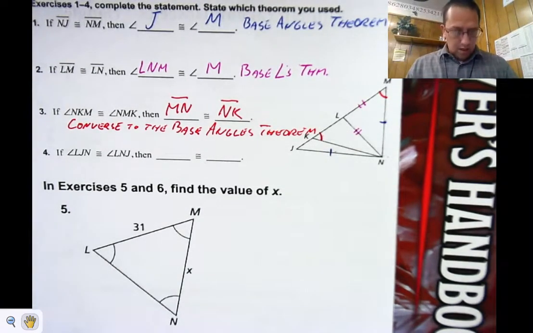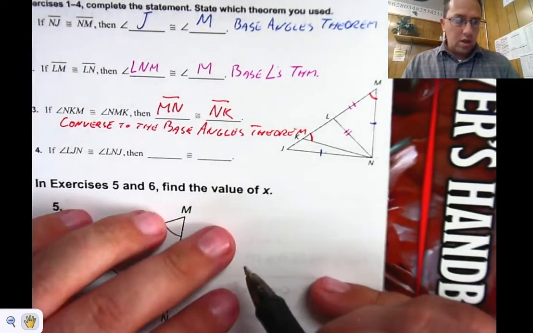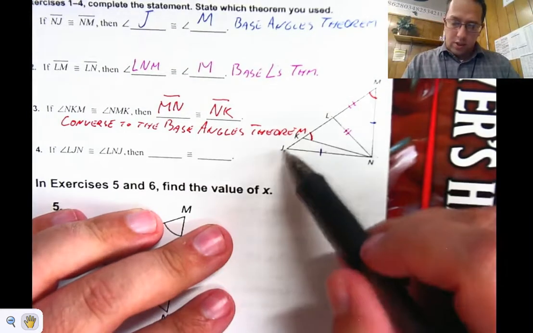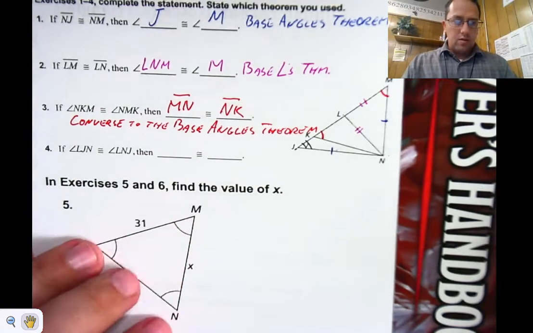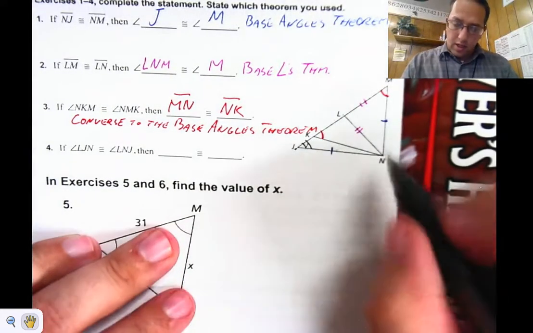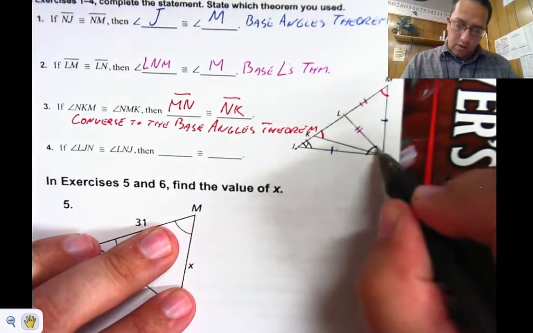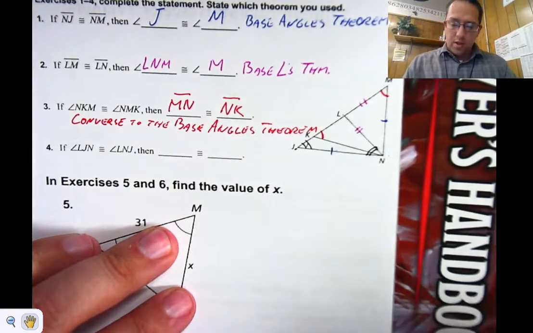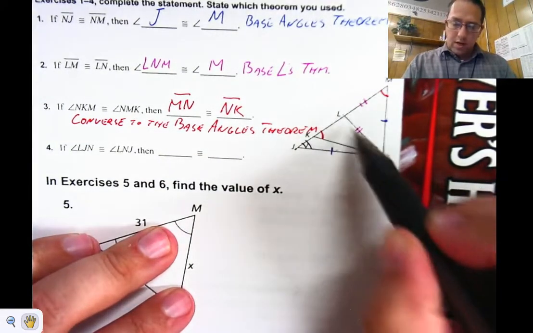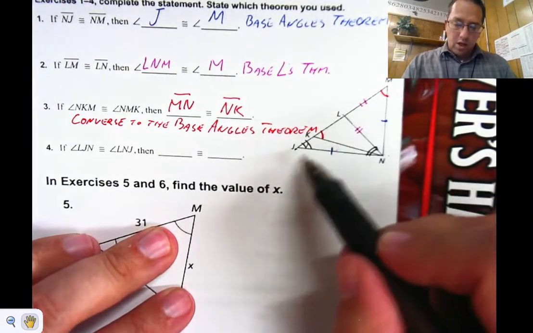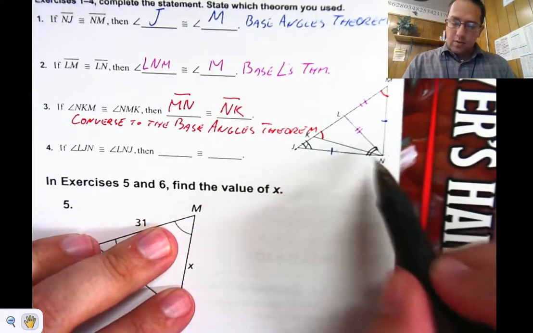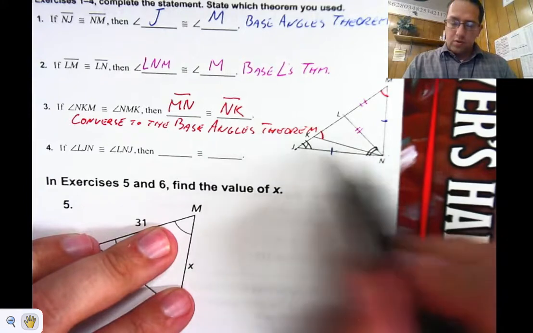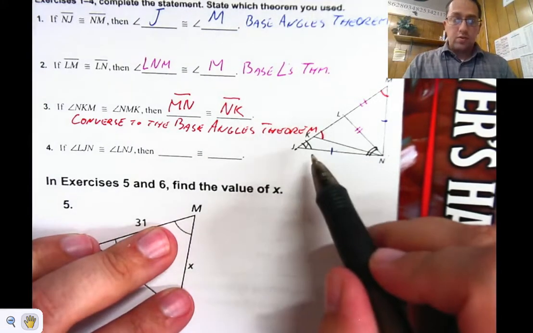Okay, next one. What do we got here? We've got angle LJN is congruent to angle LNJ. Then what is going to be congruent? So let's see here. LJN. So that's going to be this angle right here. Congruent to angle LNJ. So LNJ. That is going to be this whole thing right here. Okay. So we are looking at this triangle down at the bottom. It's the bottom half of this. And so the side opposite the angle is going to be congruent. All right? Because we have two congruent angles. So the sides opposite those two congruent angles are going to be congruent.